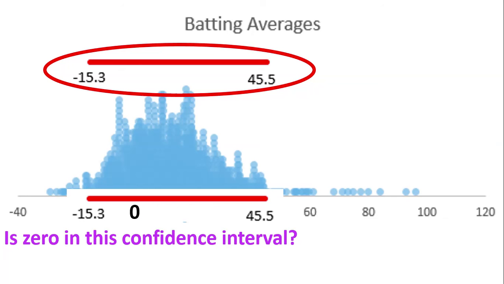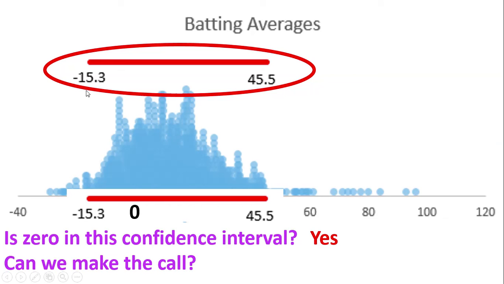So is 0 in that confidence interval? Yes, it is. What does that mean? It means that the two groups could have the same median. So one of the groups could be bigger than the other because we're getting a negative answer, or it could be the opposite way around. We don't know for sure which way around it's going to be. So that means in terms of making the call, we cannot make the call. We do not have enough evidence to say that there is a difference between these two medians.